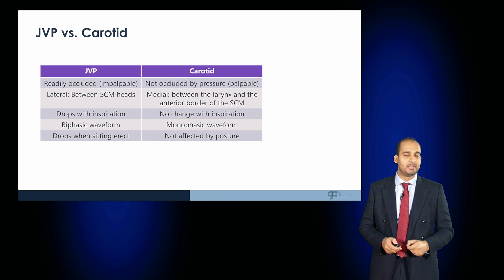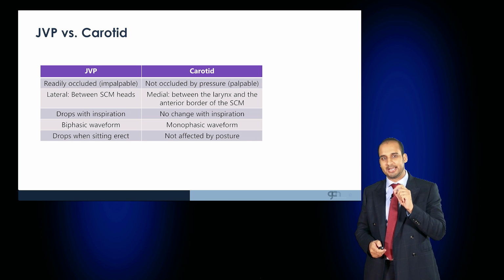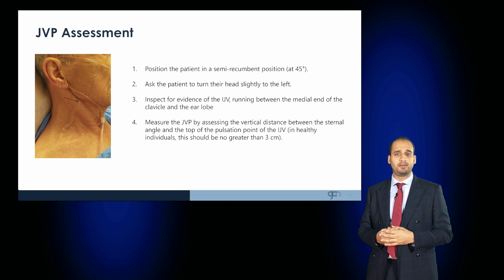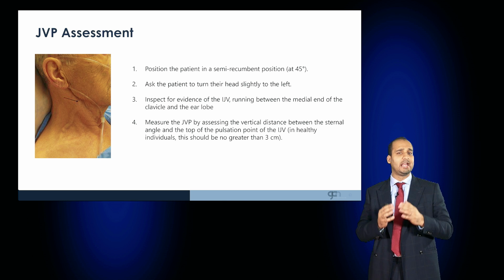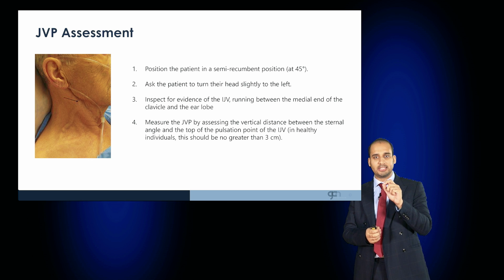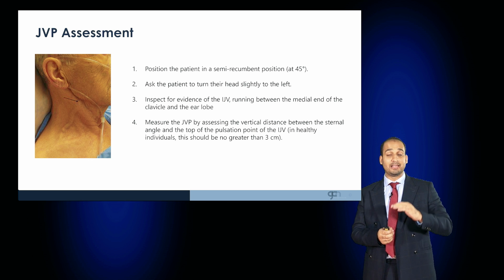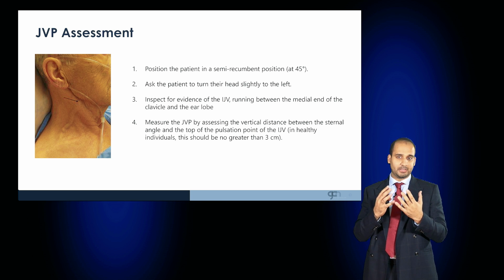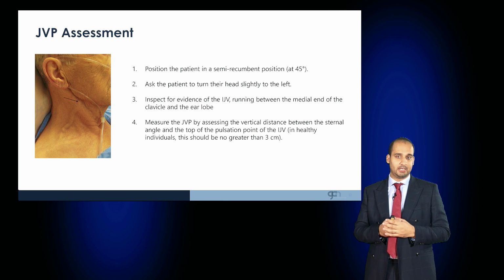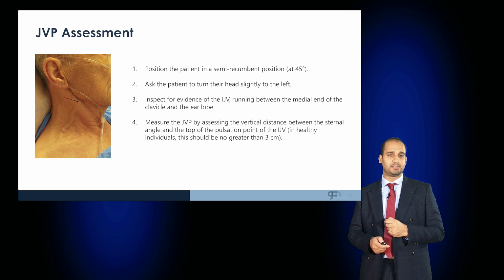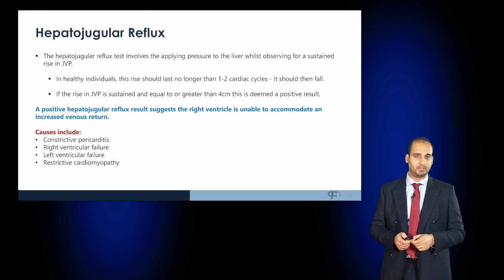The way to determine and examine the JVP is to ensure the patient's in a semi-recumbent position at 45 degrees, ask them to turn their head slightly towards the left and inspect the internal jugular vein and measure the vertical distance of the peak wave from the sternal angle, and it should not be more than 3 centimeters. An additional feature to assess the jugular venous pressure is called the hepatojugular reflux.